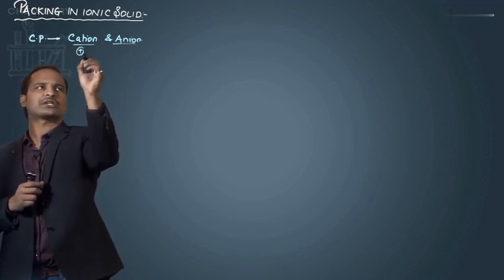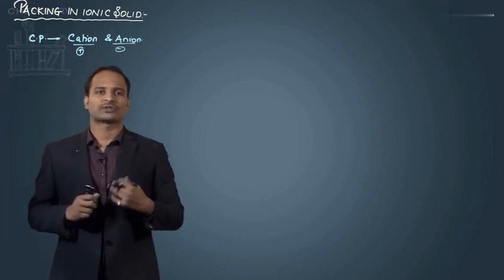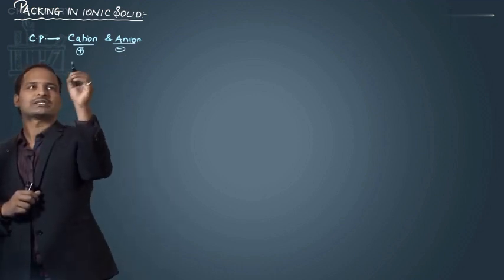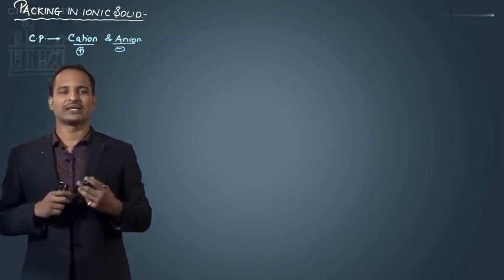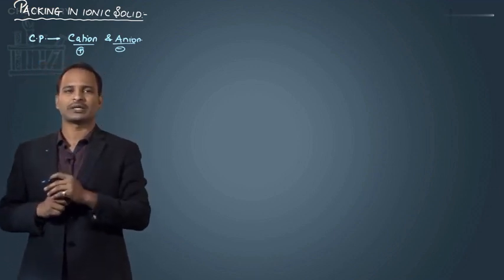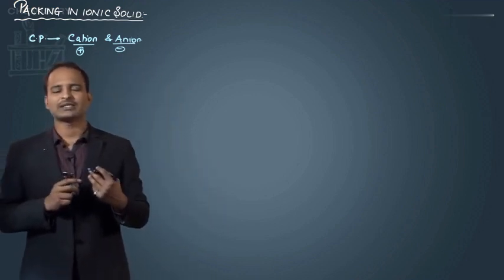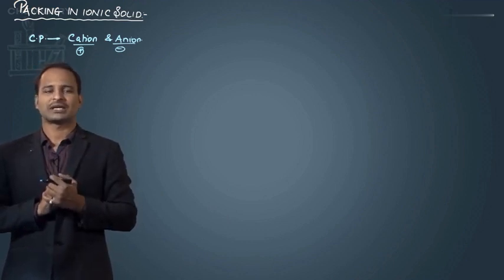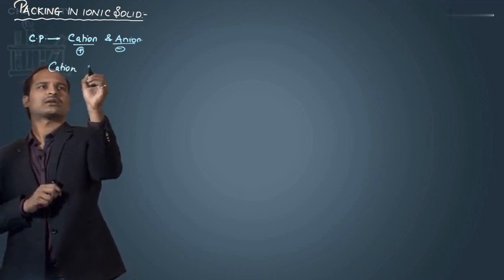Cations carry the positive charge and anions carry the negative charge. The cations are formed after the loss of electrons and the anions are formed after the gain of electrons. Generally when an atom loses electrons, the size decreases, while when an atom gains electrons, the size increases. So I can say the cations are smaller in size and the anions are bigger in size. It has been observed in approximately all types of ionic solids that the cations and anions are of different size. So cation size is small and anions are the bigger ones.